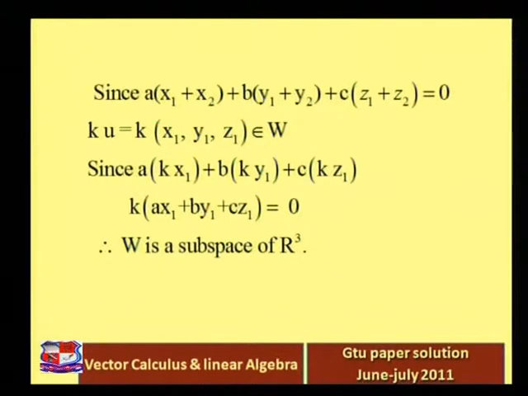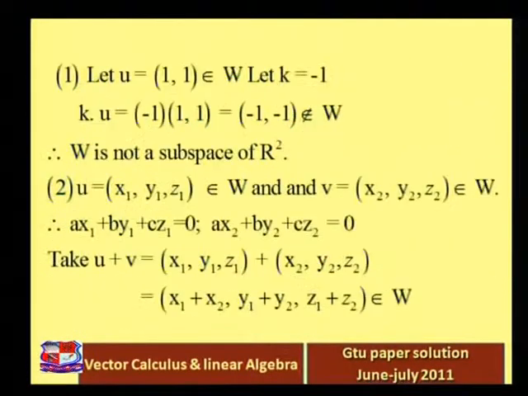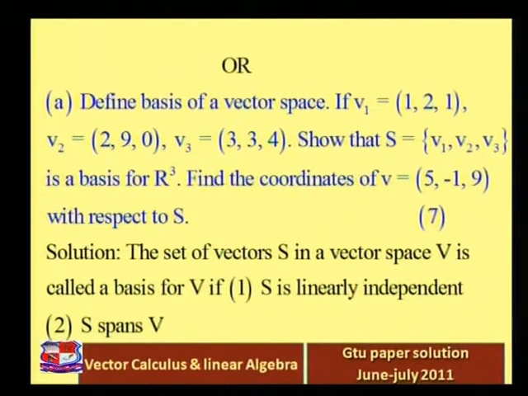Okay, so in the first set, we see that the first set is not a subspace of R2, but the second set, second W, is a subspace of R3. Okay, so this question is complete now, and this question was asked for 4 marks in the GTU question paper. Okay, so next, this is the OR question. We already saw the question number 2a part last time, and today we take question number 2b second part.